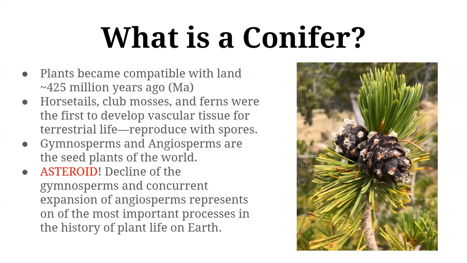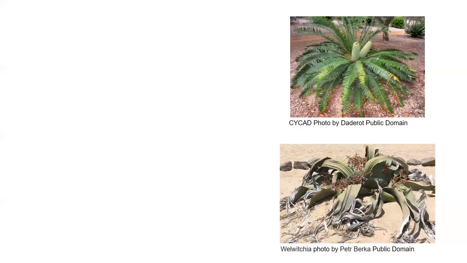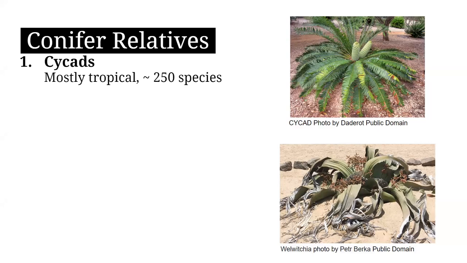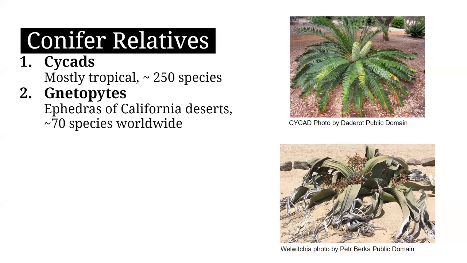We know the shift from the animal world when the dinosaurs basically went extinct, but the conifers also mostly went extinct. And that's when the flowering plants really took over the earth. But that wasn't the end of the conifers. And I'll tell you about that in a second. A couple of relatives of these conifers, things that aren't super common in California, Oregon, and Washington, are the cycads. These are mostly tropical. The gnetophytes are common in the California deserts. There are about 70 species of these around the world.